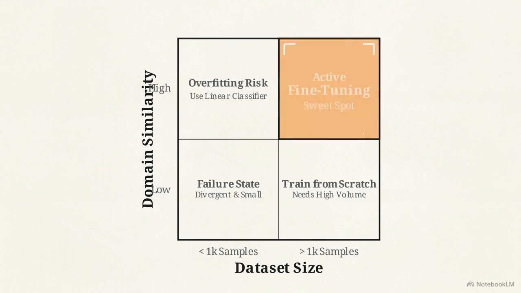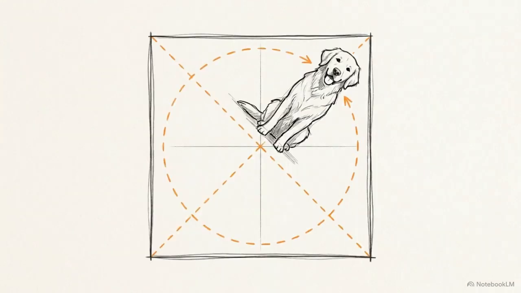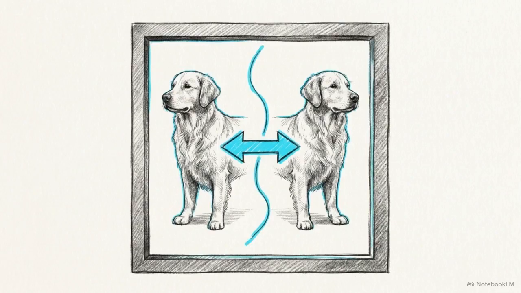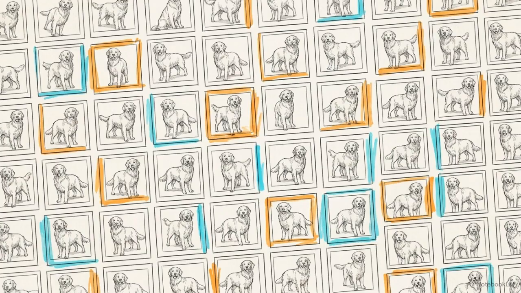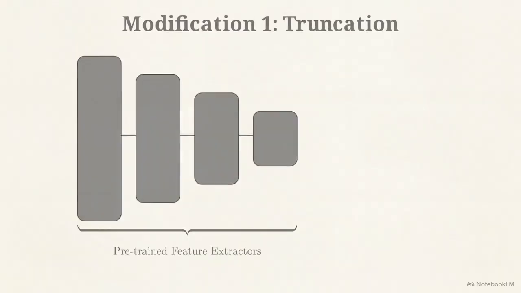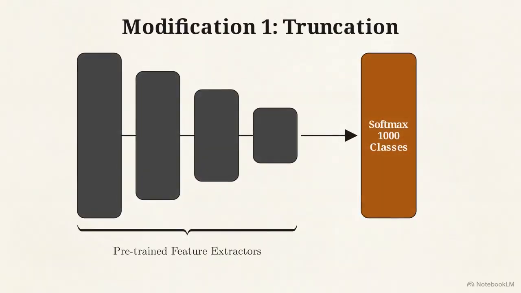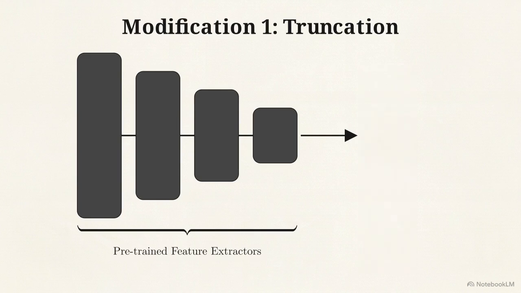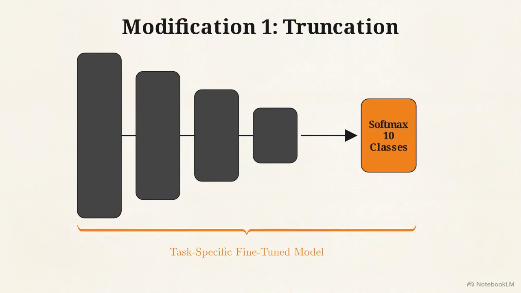The operational sweet spot for active fine-tuning consists of high domain similarity combined with a dataset of a few thousand raw samples. This assumes standard data augmentation, like translation, rotation, and horizontal flipping, are deployed to maximize sample counts. Preparing the pre-trained network for active backpropagation requires three strict structural modifications. Modification 1 is truncation, the mandatory removal of the network's original 1,000 category classification head. We then initialize and append a new softmax layer that matches the specific category count of the new task.